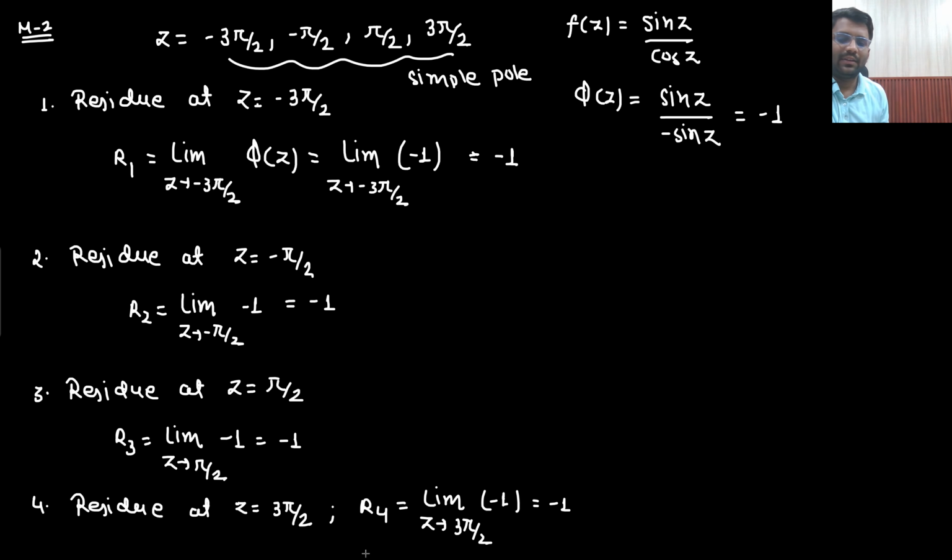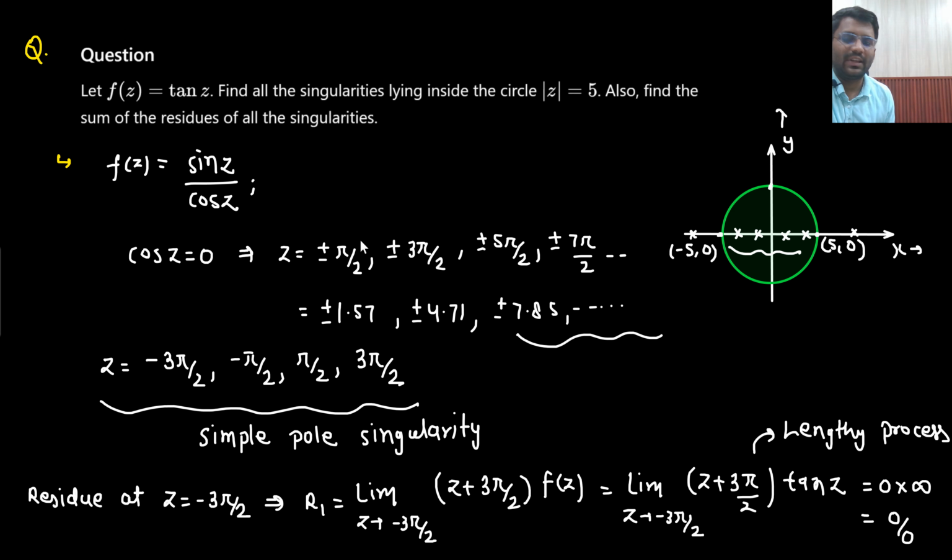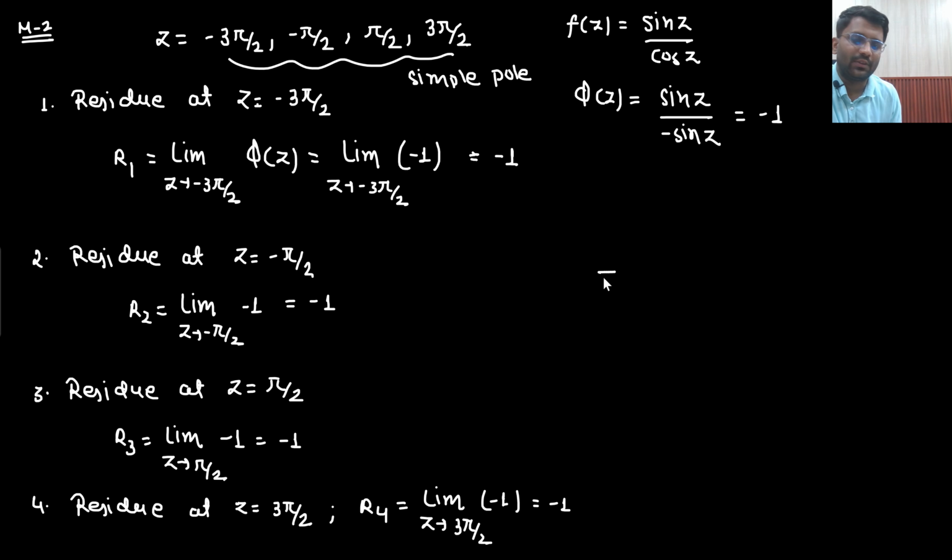So we are having 4 residues, R1, R2, R3, R4. What are we supposed to find out? We are supposed to find out the sum of the residues of all the singularities. So what is the sum of residues? That is nothing but minus 1 plus minus 1 plus minus 1 plus minus 1. Answer is minus 4.